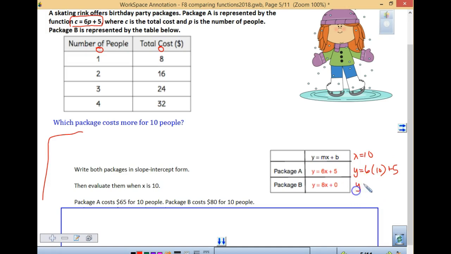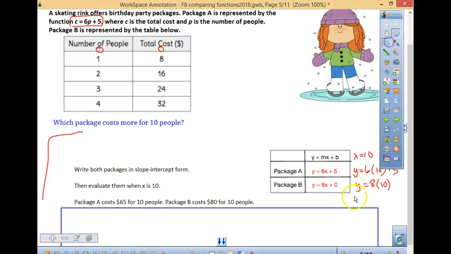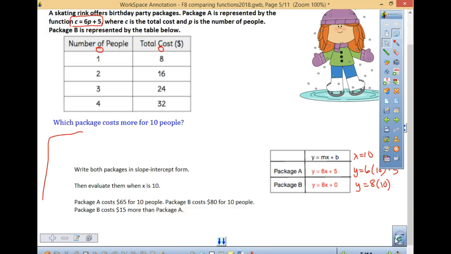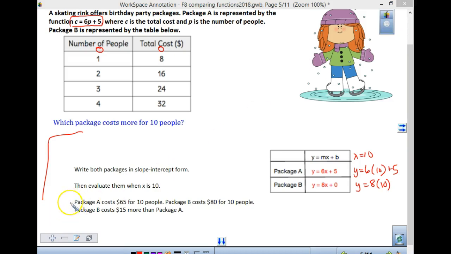If we are looking at our second one, we are going to take 8 times 10. So, writing them both in the same form, we can now find that package A is going to be at $65. Package B is going to be at $80 for 10 people. And when you are comparing these, this last statement is the one that a lot of times people miss. So package A is 65, package B was 80 for 10 people. Package B costs $15 more than package A.